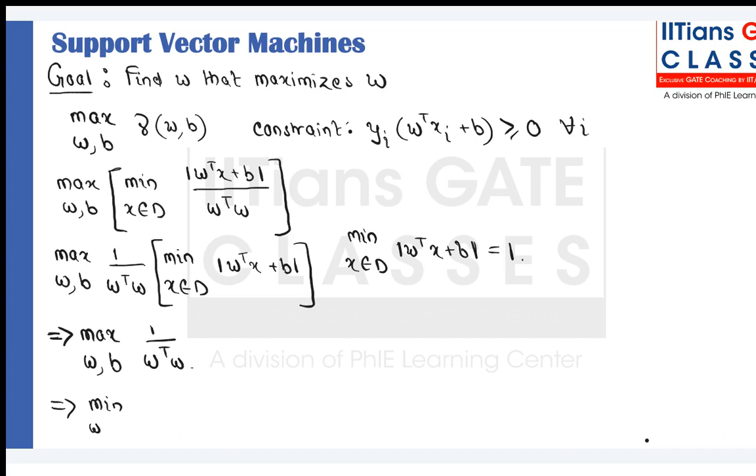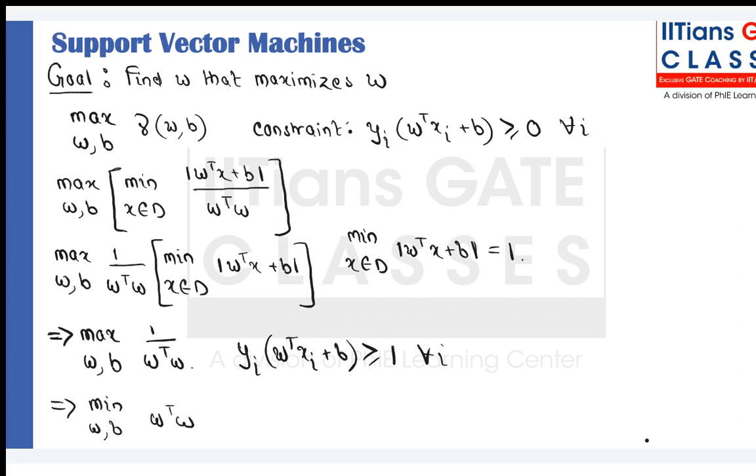So this is minimizing W transpose W. And the constraint is updated now: yi times (W transpose xi plus b) should be greater than or equal to 1 for all i, rather than 0. Why so? Because my minimum value over x belonging to D is 1, and so yi times that should be at least greater than or equal to 1. I just combined the two constraints that I gave earlier.